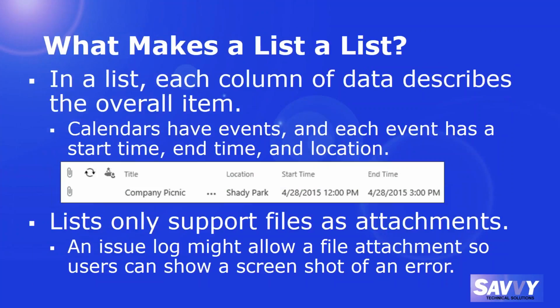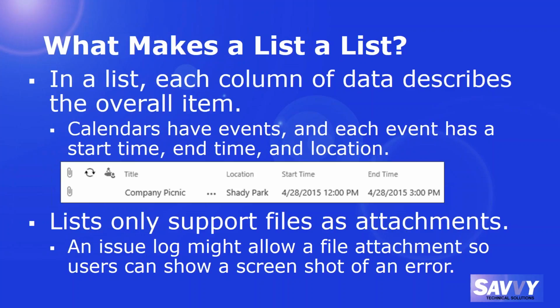So what makes a list a list? Well, in a list, each column of data describes the overall item. For instance, if I'm creating an event, the event has a title. If you can see in the screenshot, we're going on a company picnic. It's going to be in a shady park, and it has a start and an end time. In this example, really no one piece of information is more important than the other. It's not like the location is more important than the title or the start time is more important than the location. Really, combined as a total, all the information that's been collected describe the overall thing in the list.